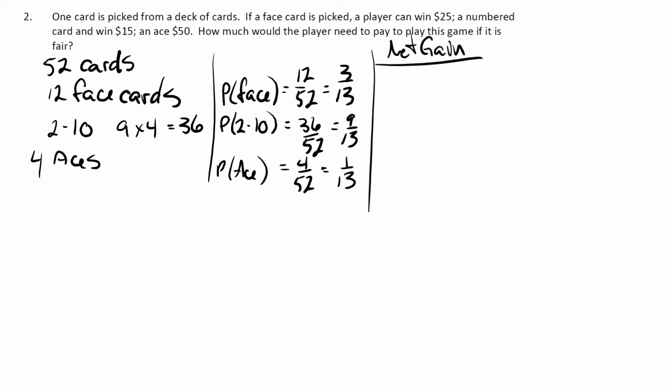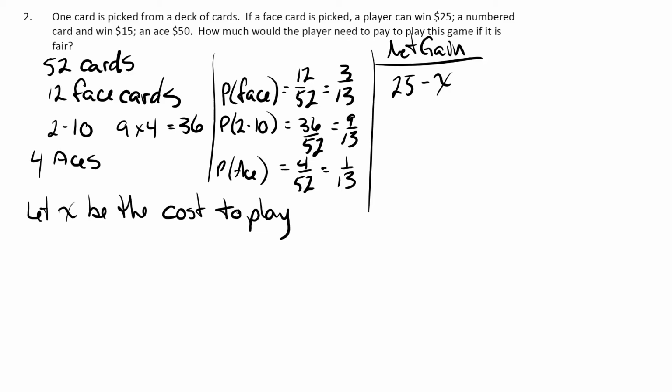For face cards, it says we paid $25, but of course we're going to have to subtract whatever we paid to play. So x is what we're going to pay to play. So the net gain for a face card is 25 minus x. For the cards 2 to 10, the net gain will be 15 minus x, and for an ace, it will be 50 minus x. The game is fair, so expectation will be equal to 0.